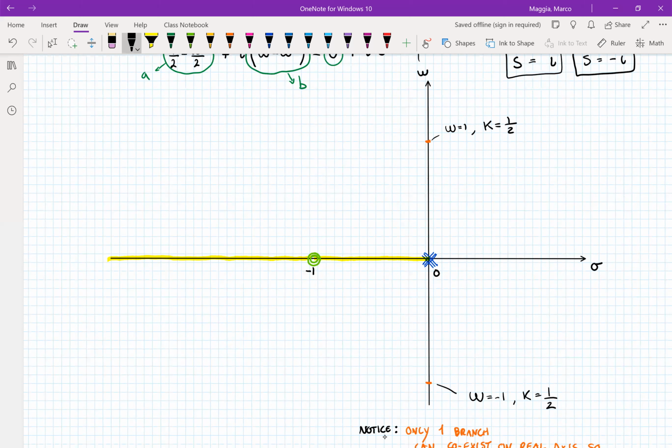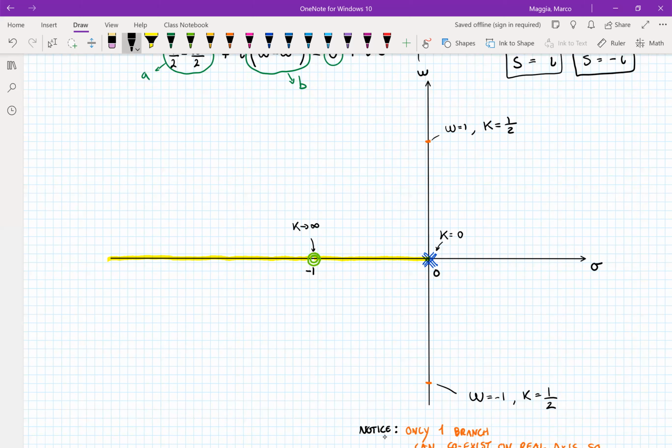All right, so before going to step 8, that is calculating break-in and breakaway points, let's try to predict if we actually are going to have break-in or breakaway points, and if so, where they might be. In order to do that, let's proceed as follows. We know that at the open loop poles, that is at the origin, k is equal to 0. And then at the open loop zeros, k goes towards plus infinity.